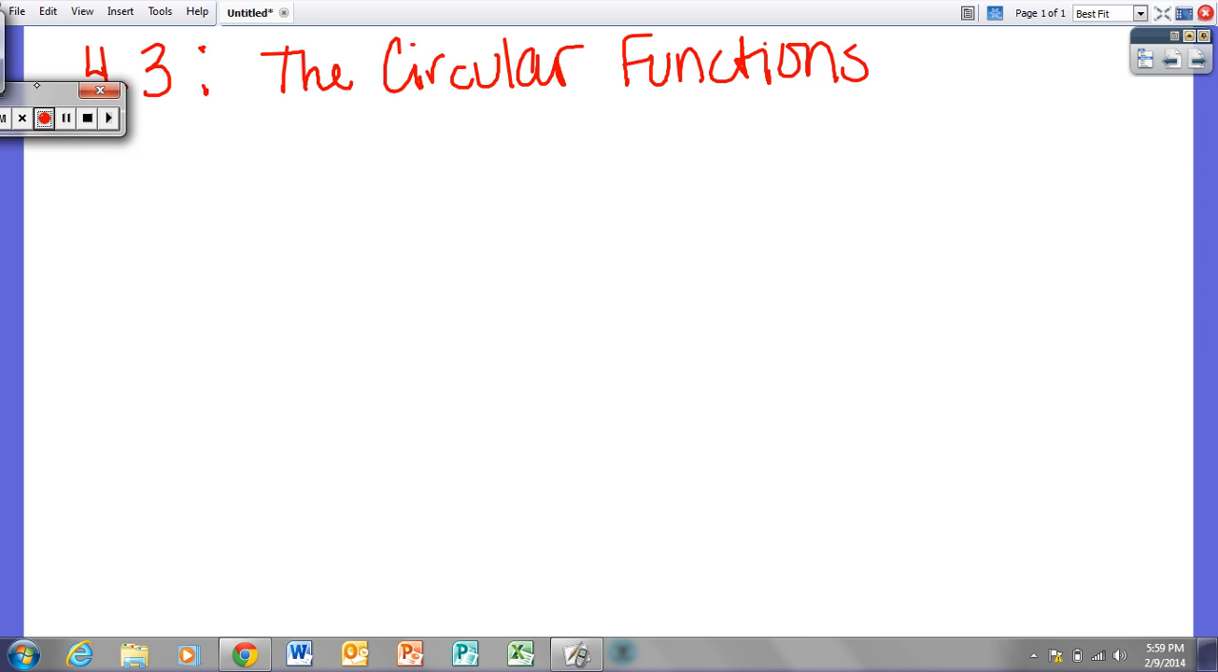Alright, so this is going to be section 4.3, the circular functions. And before we really talk about the different types of functions, we have to talk a little bit about some vocabulary so that we understand what a question might be asking and what they're talking about in terms of an angle. So, they want you to think of an angle in terms of a rotating ray.